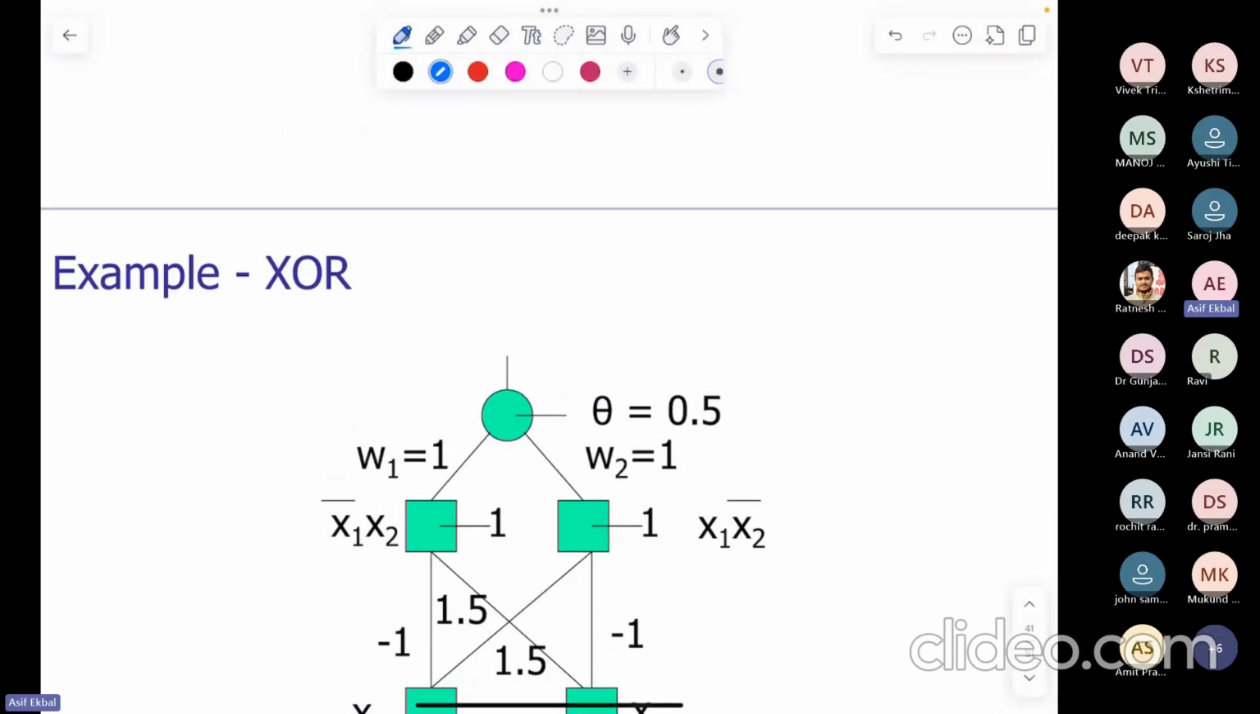Any questions so far, by the way? Any questions on perceptron training? Because this is a very foundational concept.